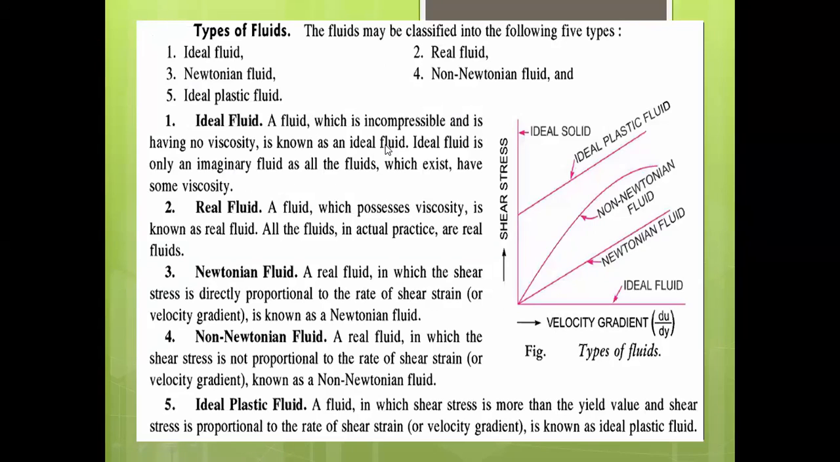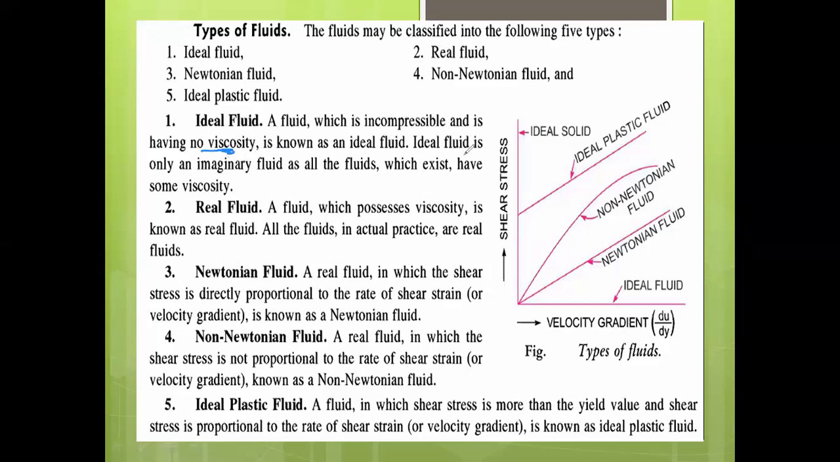So generally gases are compressible and liquids are incompressible. So for liquids, we can say that liquids can be ideal, but in nature, not any fluid has zero viscosity. Whatever fluids are there in nature, they have some viscosity. At least some viscosity is there. So we cannot say that there is an ideal fluid.